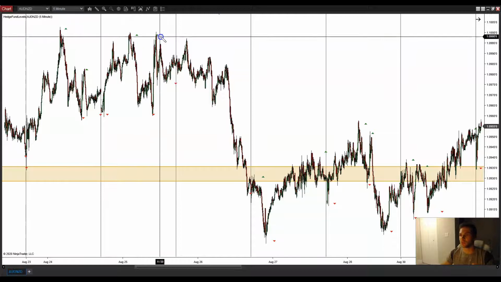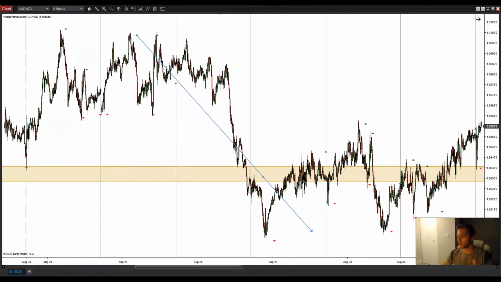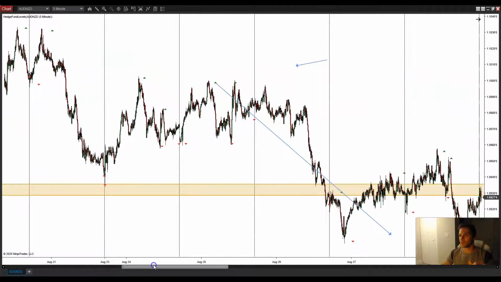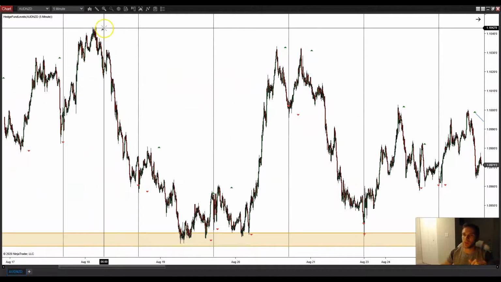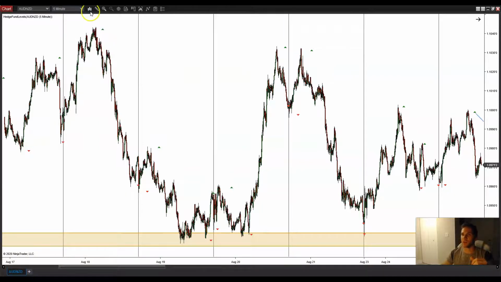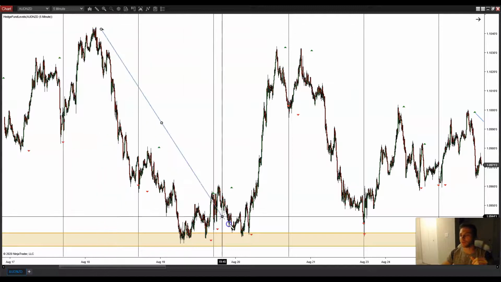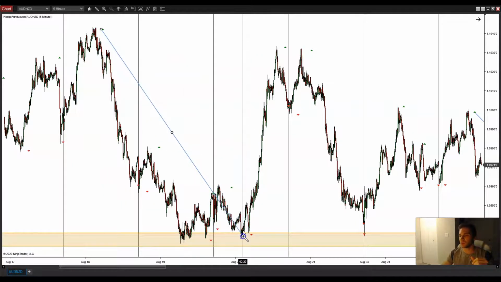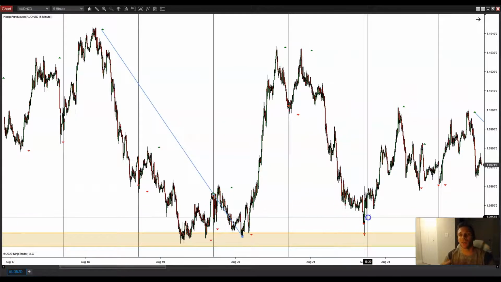Falling green, falling green, falling green. There it is, guys. There's your push to the upside. Same thing here. Falling green, falling green, falling green, break to the upside. Let's draw that out. Boom. There's your entry.